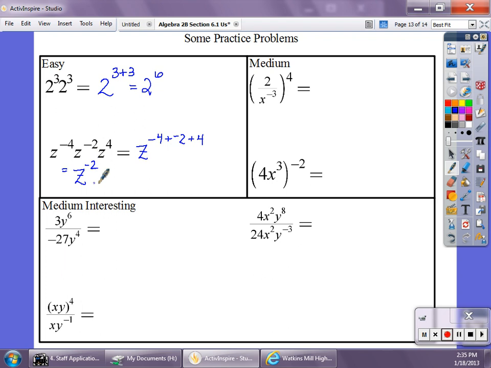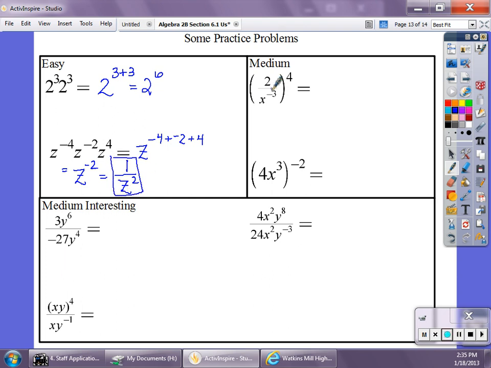You don't want to leave an answer with a negative exponent. So if you recall, with the z to the negative second, negative exponents want to move. This will move down to the bottom. It'll become z to the positive second on the bottom. But we can't leave a numerator hanging with nothing there, so we write 1 on the top.